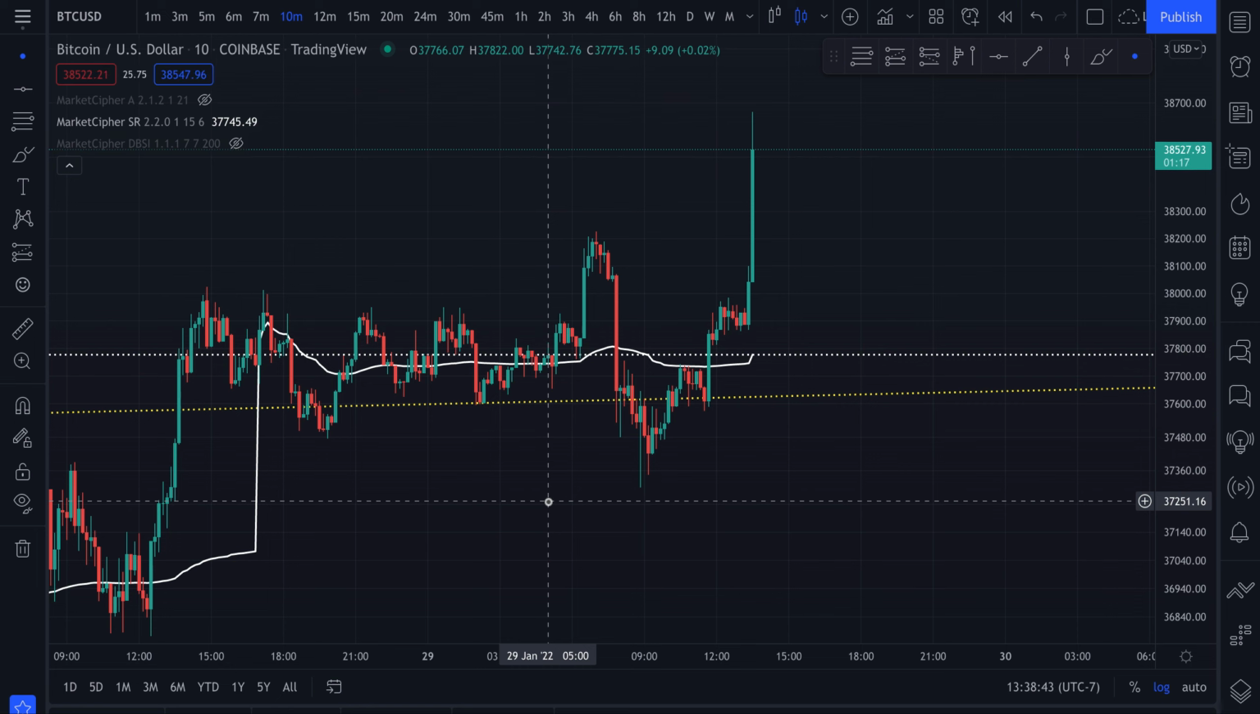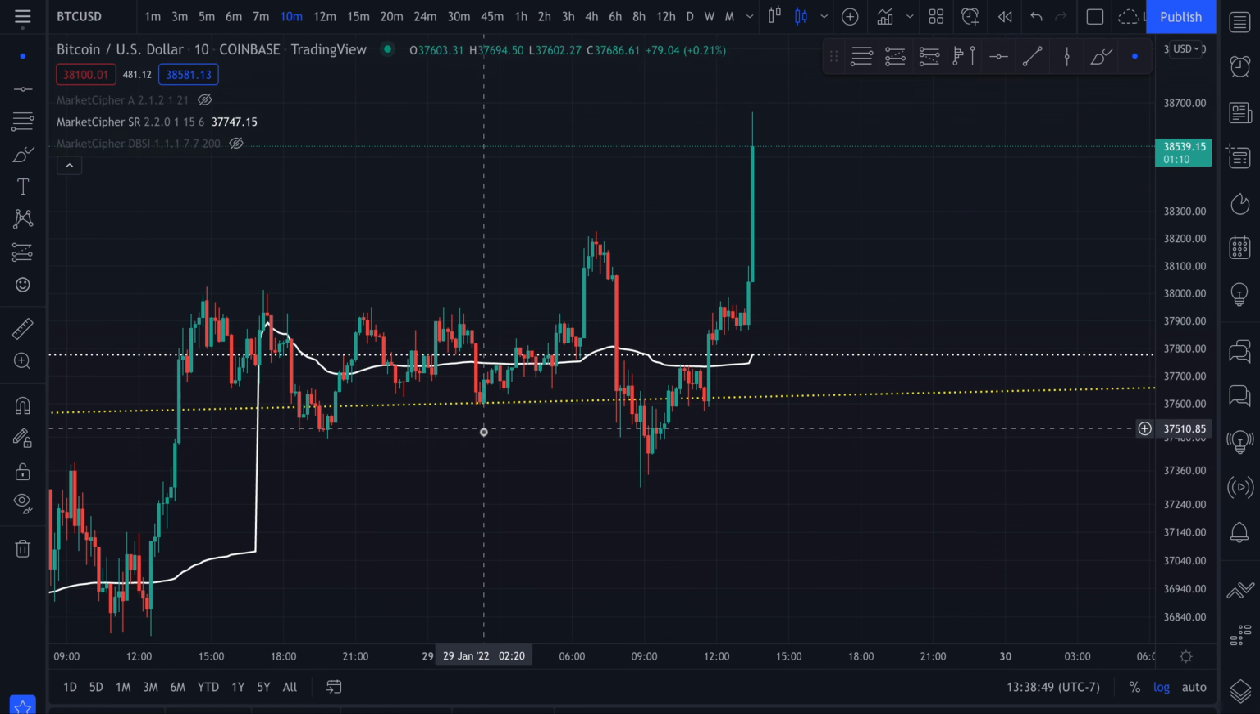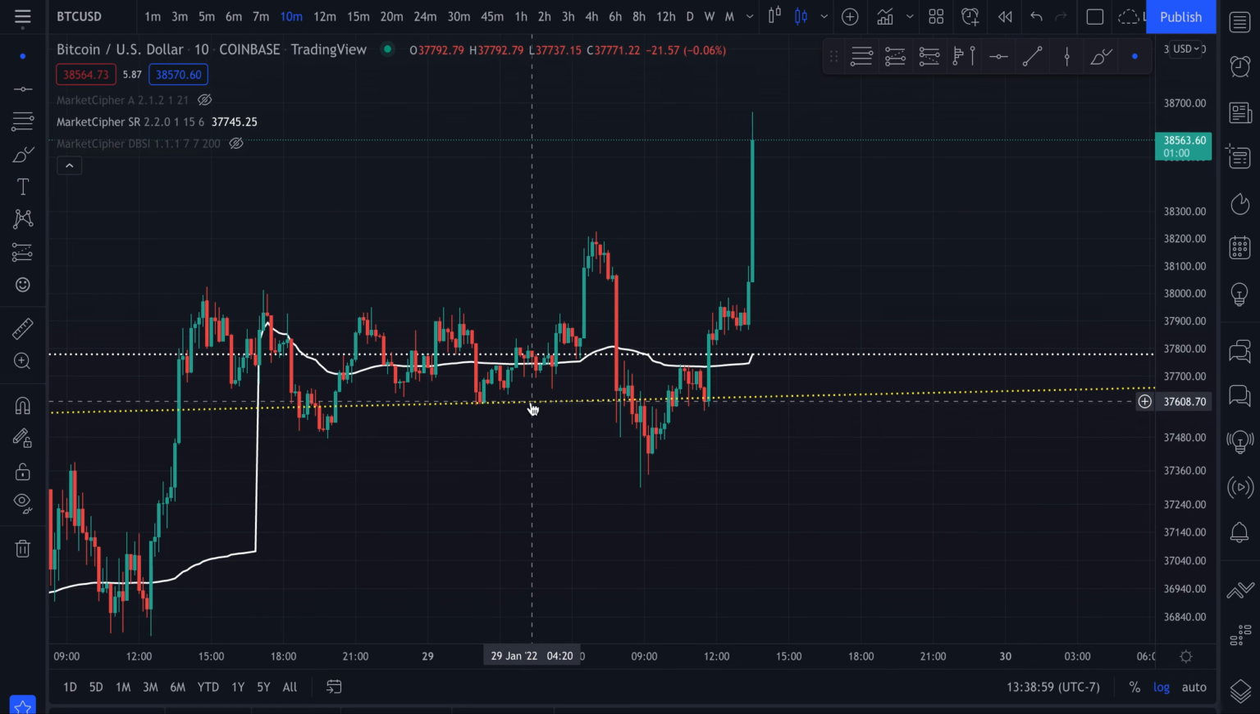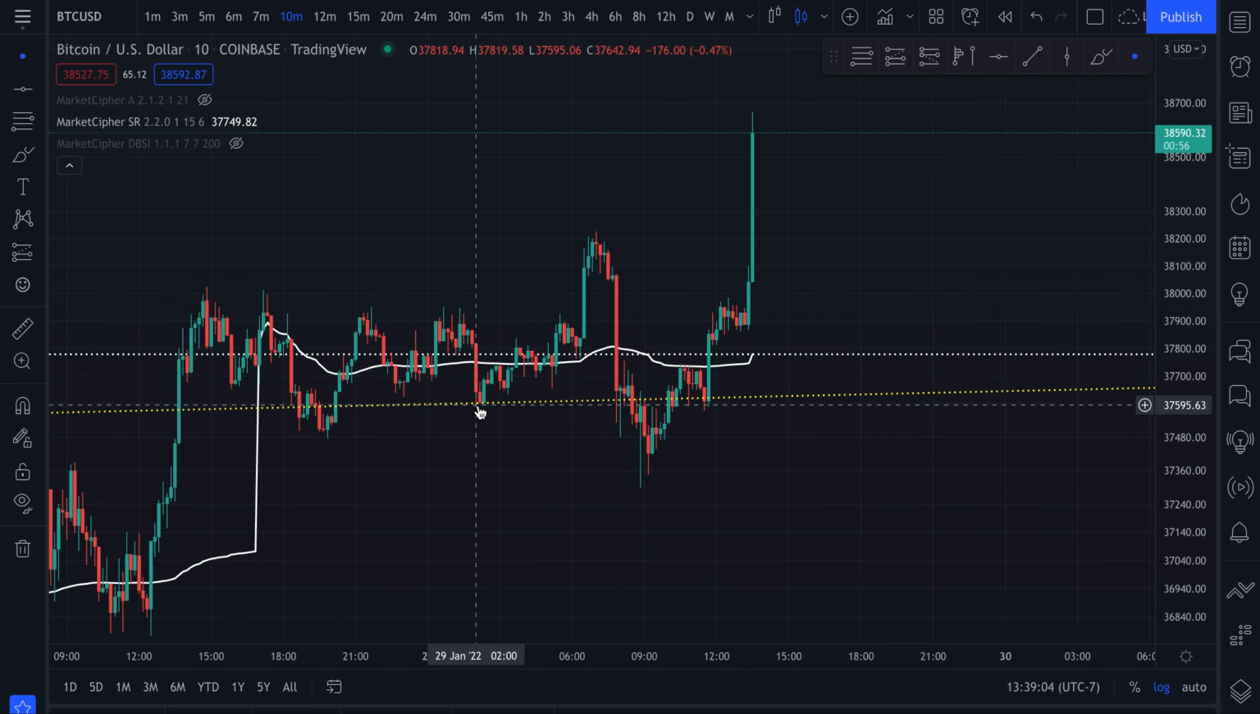And that's pretty much it for Market Cipher SR. It's a great tool that's part of the Market Cipher indicator package as a whole. I definitely recommend using it. It's a great indicator. I've been profitable with it. You can watch CryptoFace be profitable with it. And there's so many other people who use Market Cipher, and it really does work.